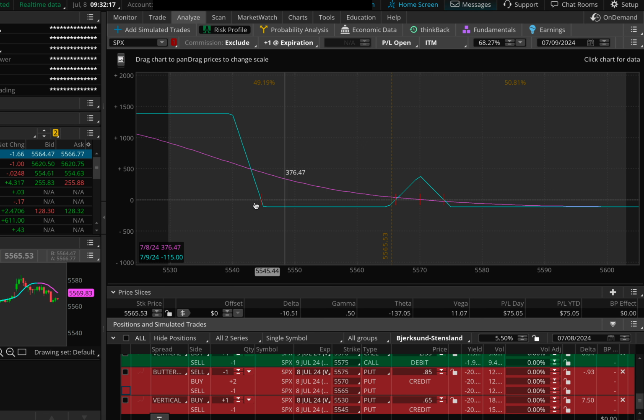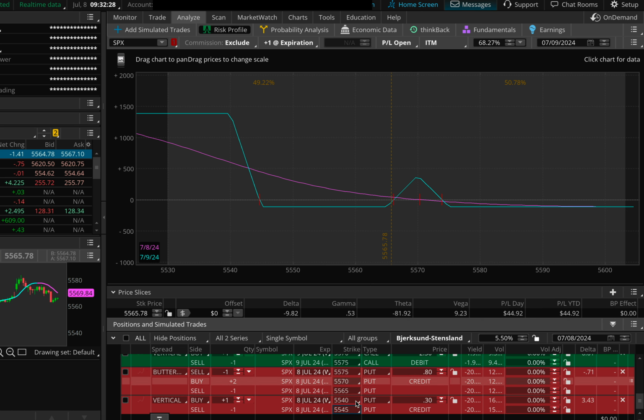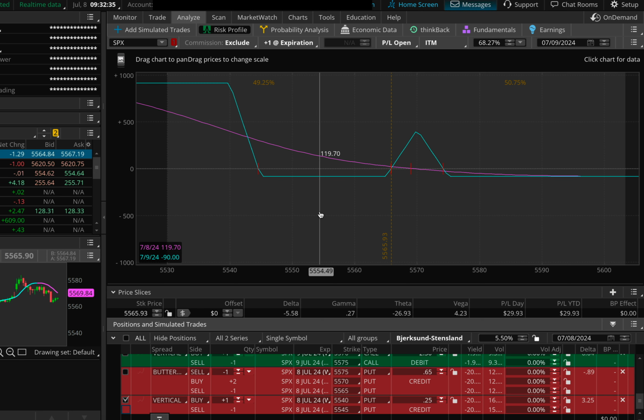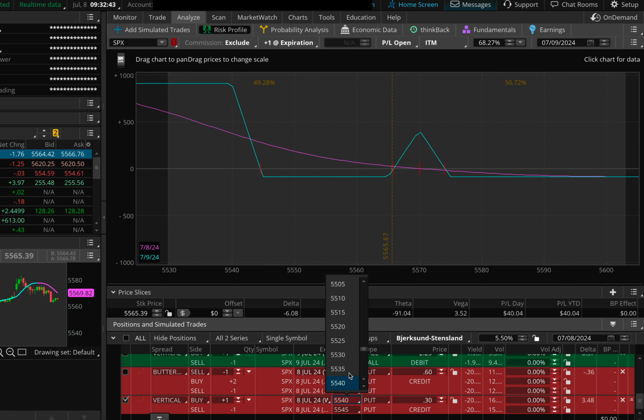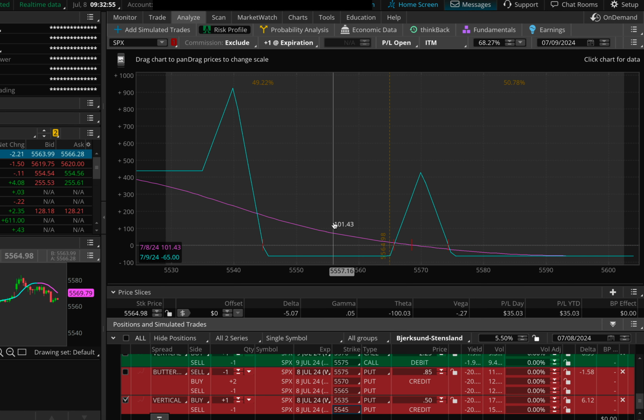But what I can do is roll this up. Let's go in increments. That's the 5545 strike. If I were to roll the 5545 up to the 5540, I bring in a credit of like 30 cents, and it would give us a position like this where our max risk has come down to 90. Or I could roll the 5545 up to 5535, up 10 points, get a position like this where our max risk is now 65.